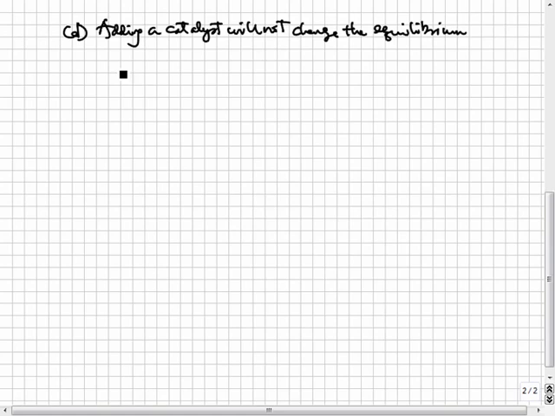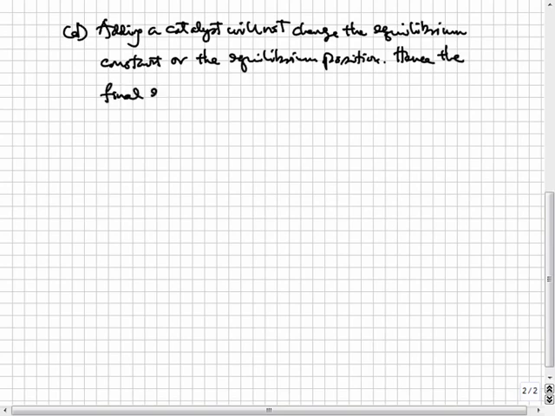D. Adding a catalyst will not change the equilibrium constant or the equilibrium position. It will only help the system reach equilibrium faster. The final equilibrium mixture must be the same with or without the catalyst, and the total pressure should also not change.